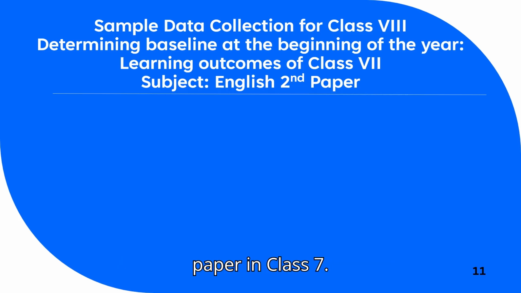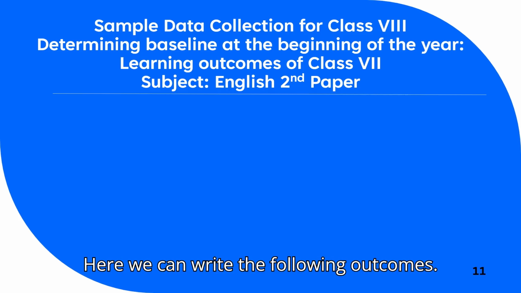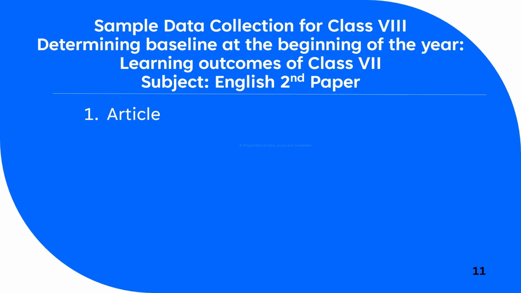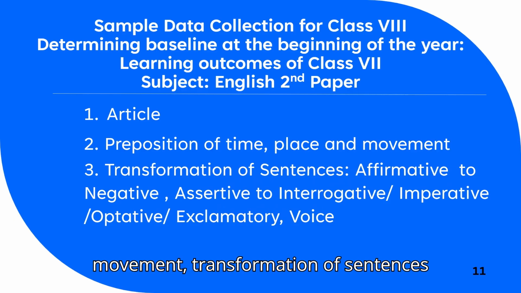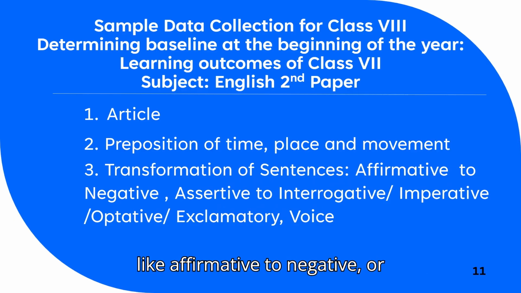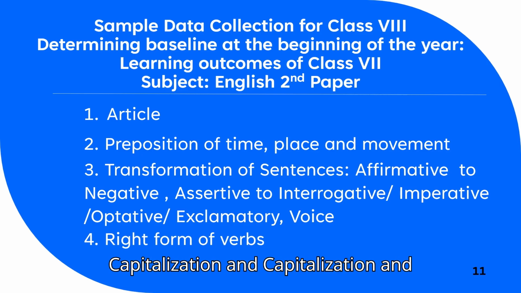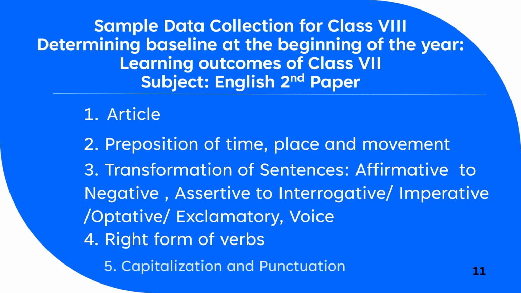paper in class 7. Here we can write the following outcomes: article, preposition of time, place, and movement, transformation of sentences like affirmative to negative, assertive to interrogative or imperative or optative or exclamatory, voice, right form of verbs, capitalization and punctuation.